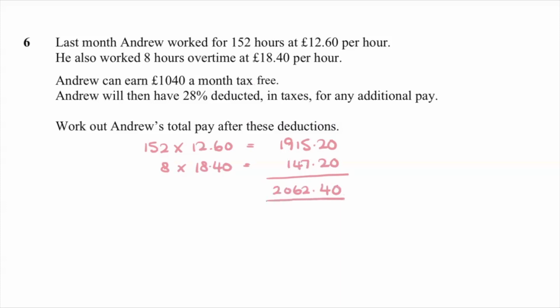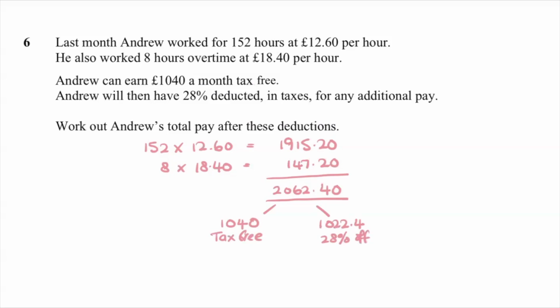And then we've got to think about what they're telling us. He can earn 1,040 tax-free, but will then have 28% deducted for any additional pay. So what I want to do is now take off 1,040. So I've got 1,040, which is his tax-free. And when I take that away from the total, I get 1,022.4 that we've got to deduct 28% from. So that's my next task.